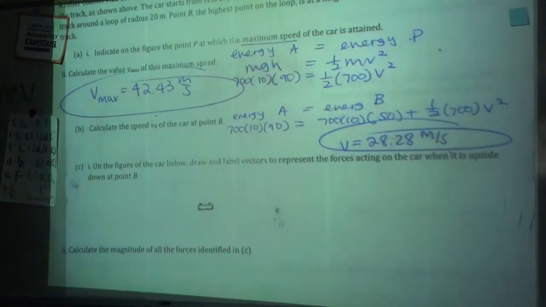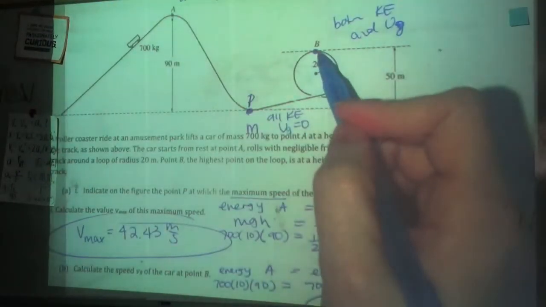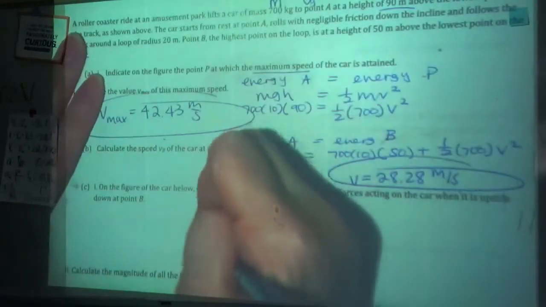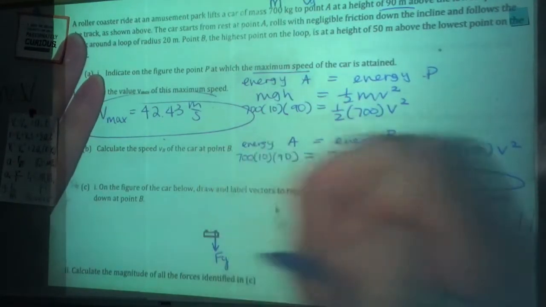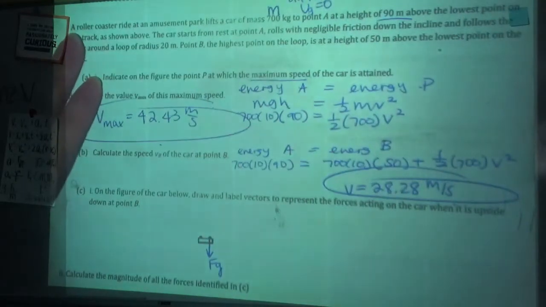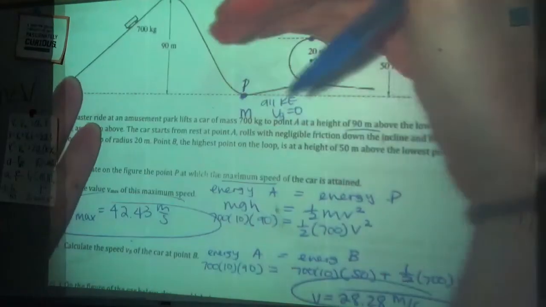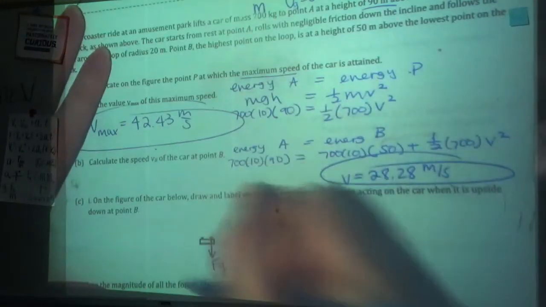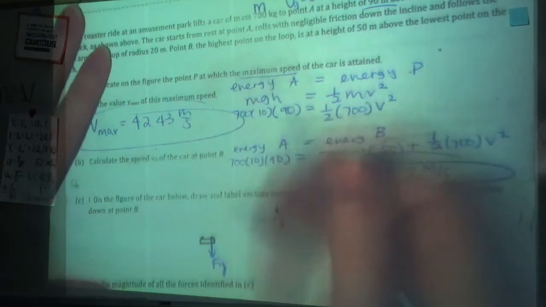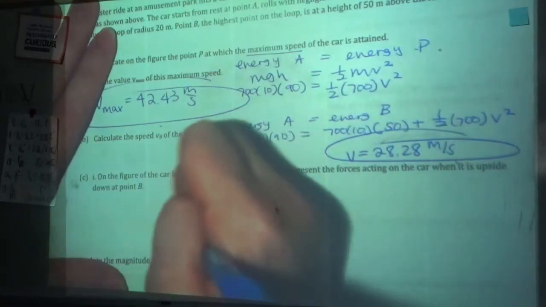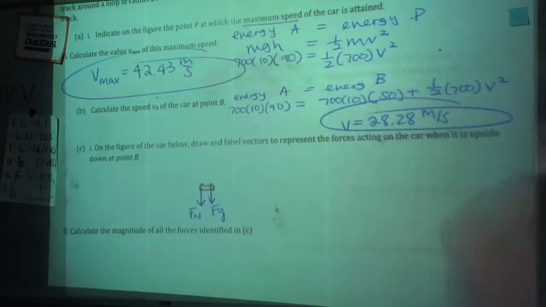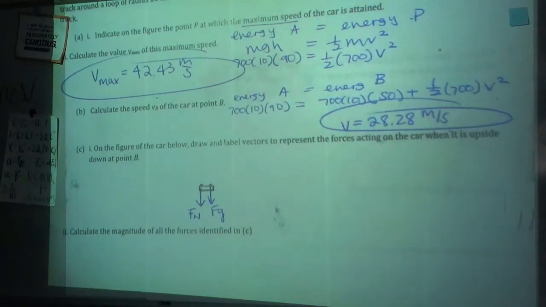C, we want to draw and label the forces on the car when it's upside down. So this is like a throwback to last unit. First of all, we would have the weight of the car, which of course points down. I'll just call that Fg. And then the other force the car would feel is the force of the track on the car. Because the car is upside down and the track is around like this, the track would be pushing down on the car. So that would be the normal force from the track on the car. So it would be both normal and the gravity force pointing down on the car.